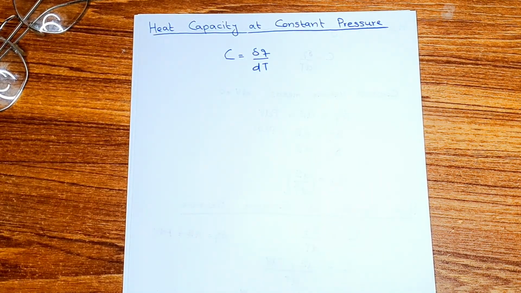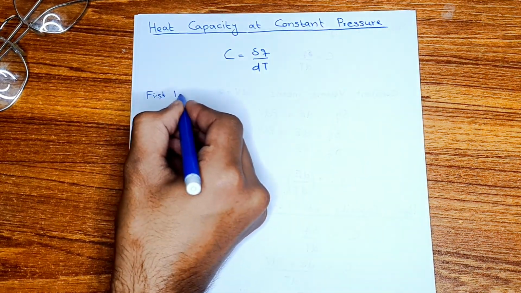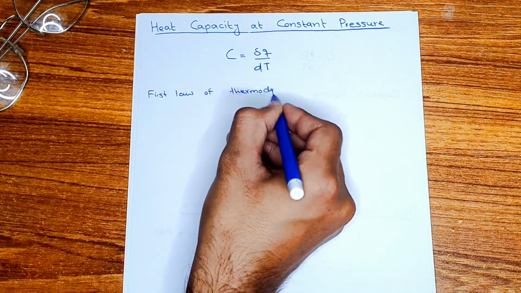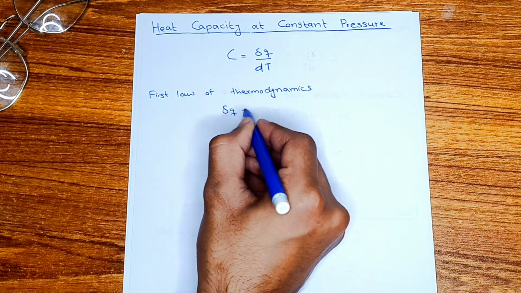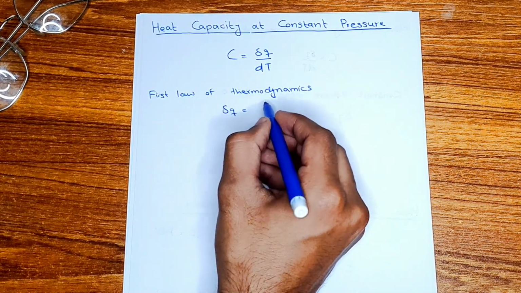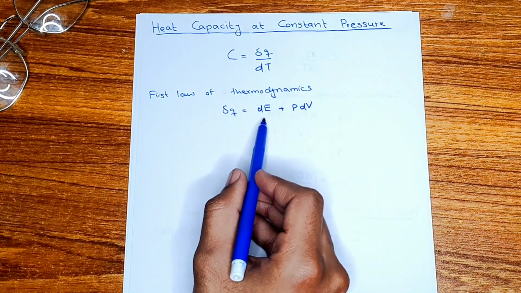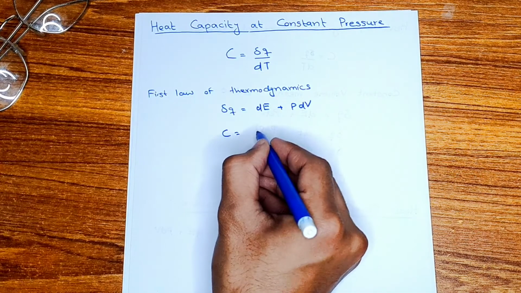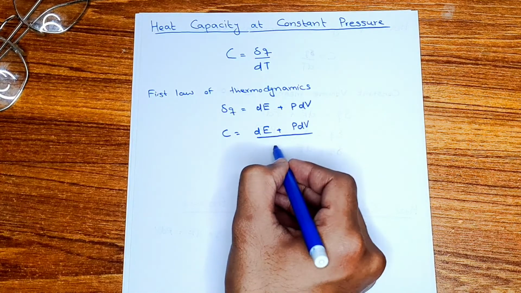So now, you know the first law of thermodynamics. According to the first law of thermodynamics, the change in heat is equal to delta E plus P delta V. Okay, that is according to the first law of thermodynamics. Now I just have to plug in this value here. So plugging in this value will give me dE plus P dV divided by dT.